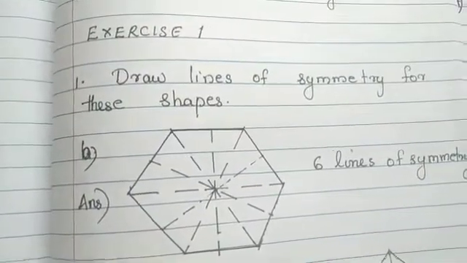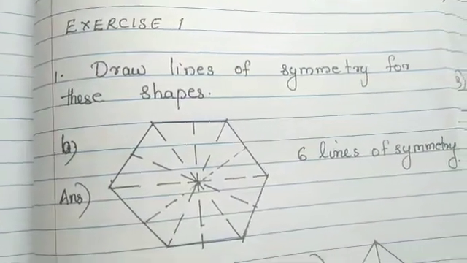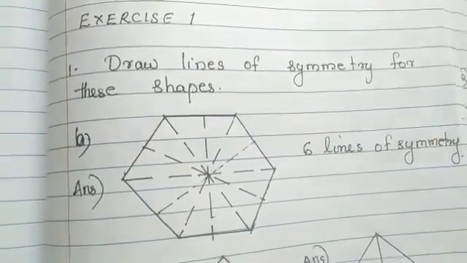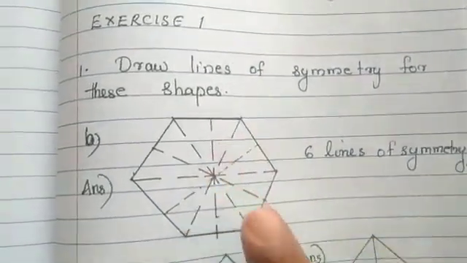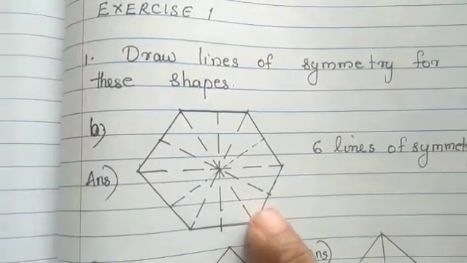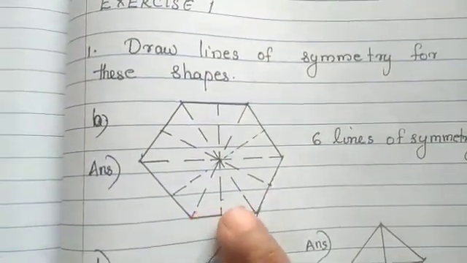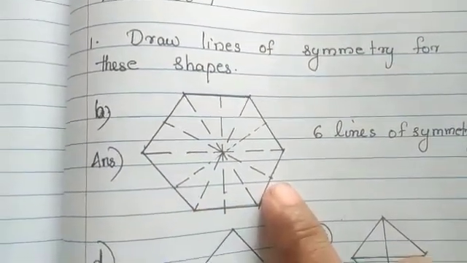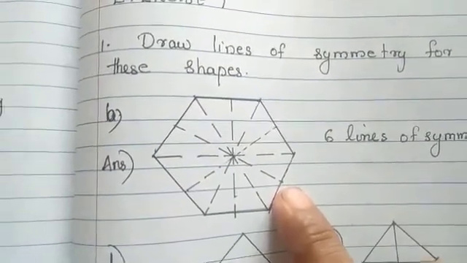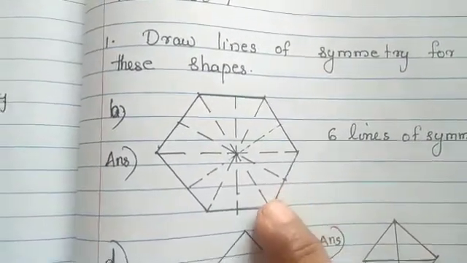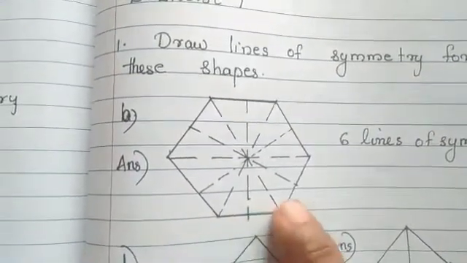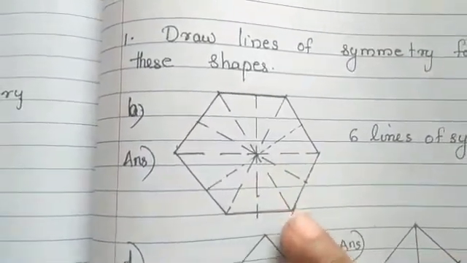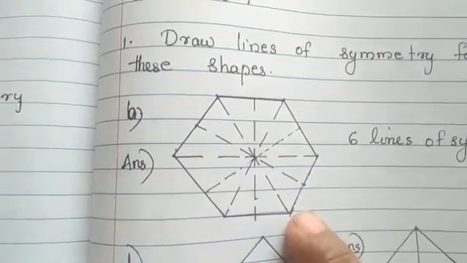Exercise 1 we can do. Draw lines of symmetry for these shapes. Here a figure of hexagonal shape is given. Hexagon means this shape has 6 sides. 6 sides, so it is known as a hexagon. Moreover, all the sides are equal.